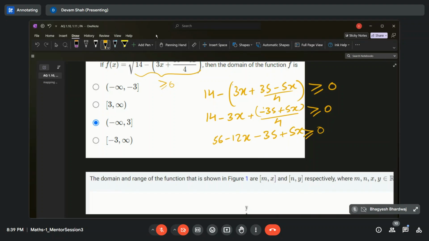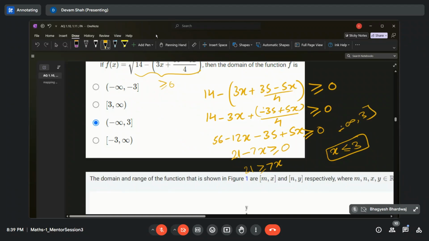So here now what we will do, simplify it. You will get 56 minus 35, that is 21, right? 21 minus 7x greater than or equal to 0. Now 7x is less than or equal to 21. So x is less than or equal to 3. Less than or equal to 3 meaning it would be this. And that's the answer over here. This is for the domain.